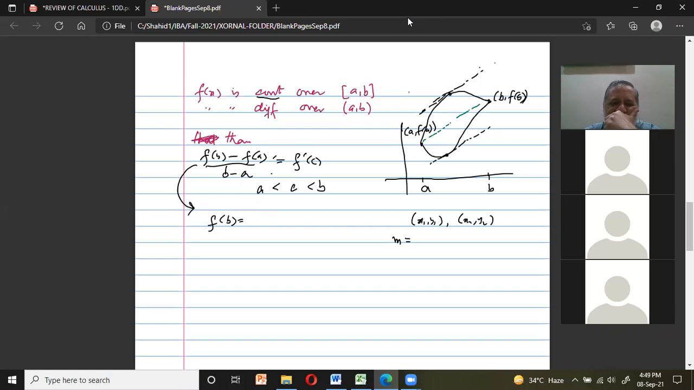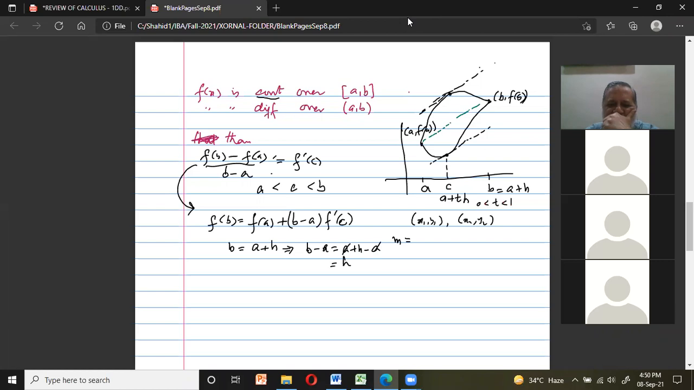f(b) equals, b minus a taken to the other side, f(a) also taken to the other side. We can also write this in another way. If b is equal to a plus h, this means b minus a is equal to a plus h minus a. So b is equal to a plus h. What will c be? c is ahead of a but behind a plus h. So I can write down c as a plus t h, where t is between 0 and 1.